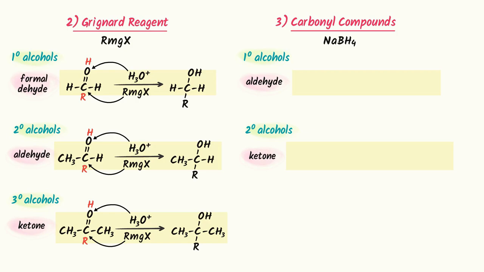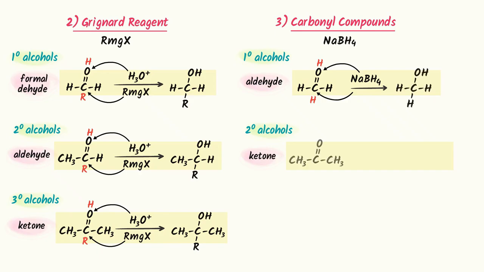For example, consider these reactions. We use a mild reducing agent like sodium borohydride. This mild reducing agent provides 2 hydrogens, one to this carbon and one to this oxygen. As a result, we get 1 degree alcohol.